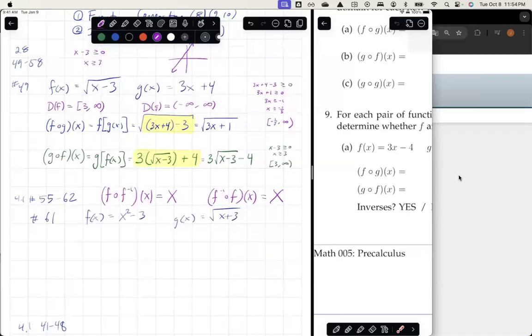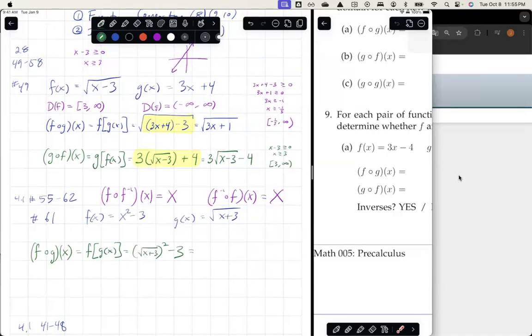So it seems a little bit opposite. f and g seem to be opposites of each other, or inverses of each other. They seem to undo what the other one does. So let's go ahead and check. Let's find f of g of x. So I'm going to take my function f, which is x squared minus 3. But into the x, I'm going to plug in g, which is the square root of x plus 3.